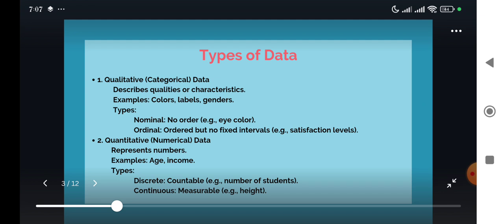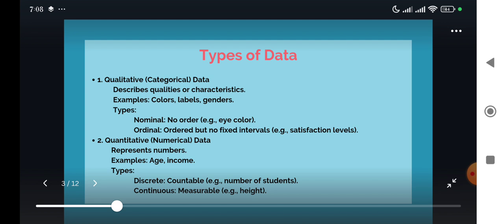First, let's explore the types of data. Data can be categorized into two main types. These are qualitative data and quantitative data. Qualitative data describes qualities or characteristics, for example, eye color, types of fruits, or gender. It is further divided into two types: one is nominal data and the other is ordinal data.